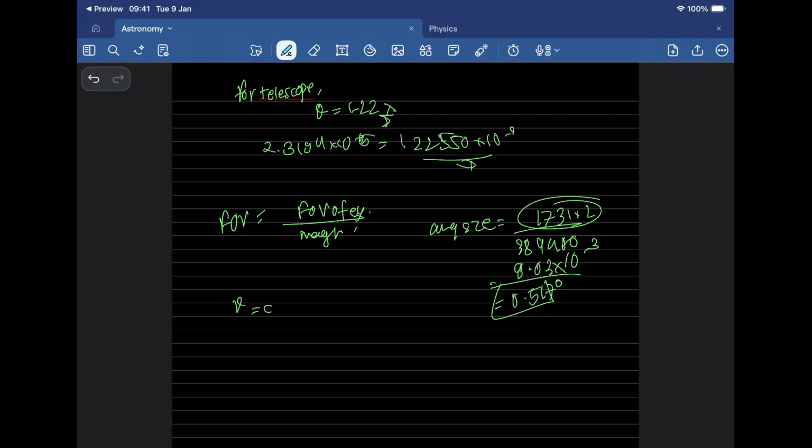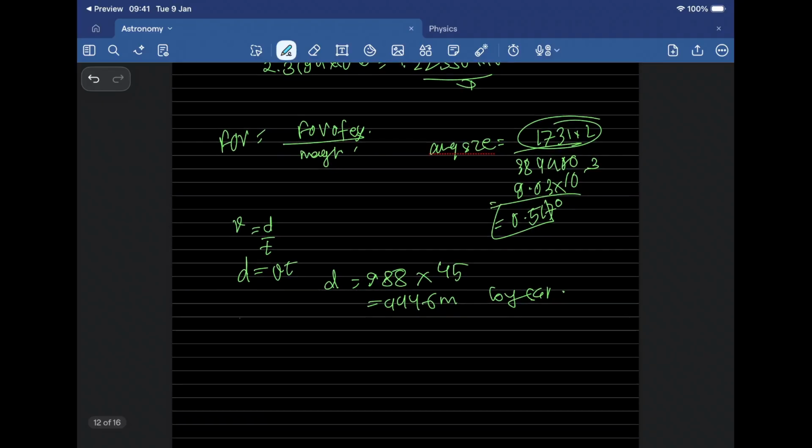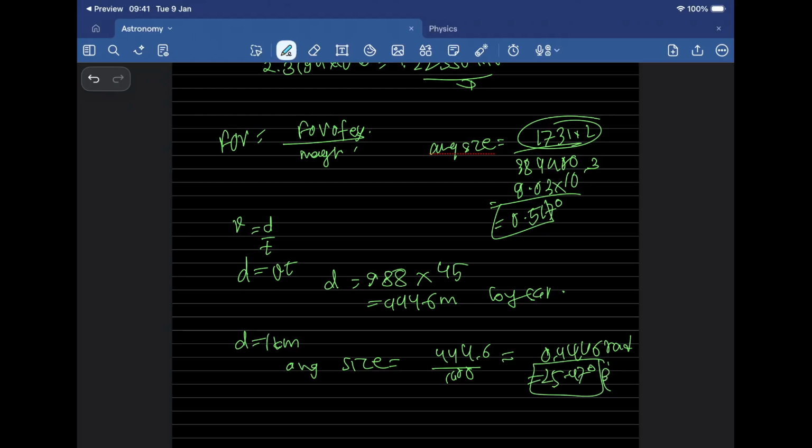So we'll get v equals d by t, so d equals vt. How much time did it take? It took 45 seconds to go from there to there. So 9.8 with this much velocity, it will be 444.6 meter by car. So if we do have d equals 1 kilometer, the angular size will be 444.6 divided by 1000, which is 0.4446 radians. Let's consider it a beta.